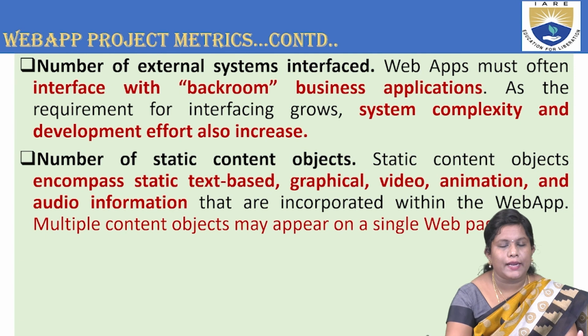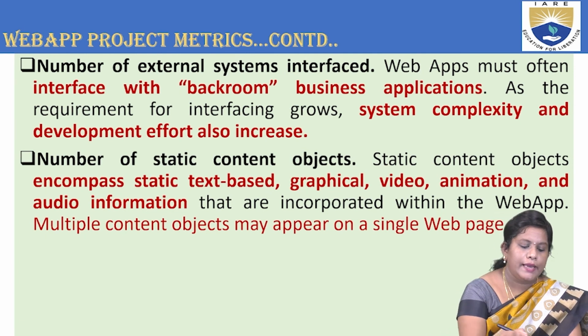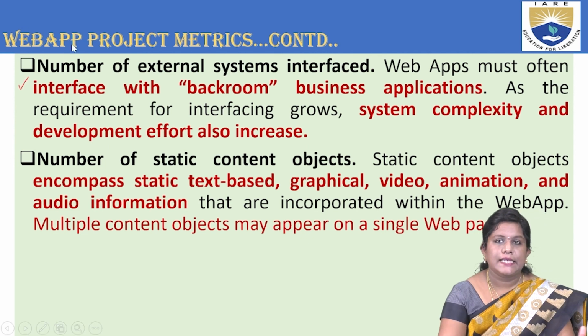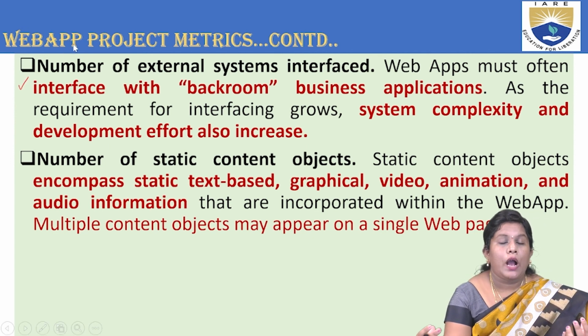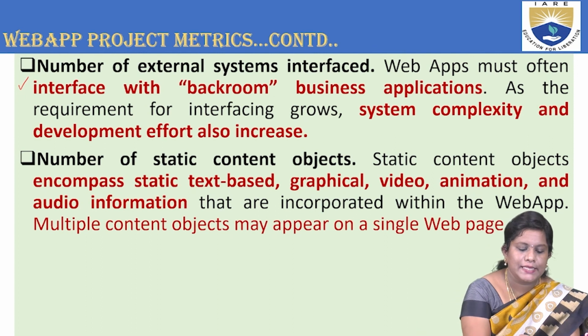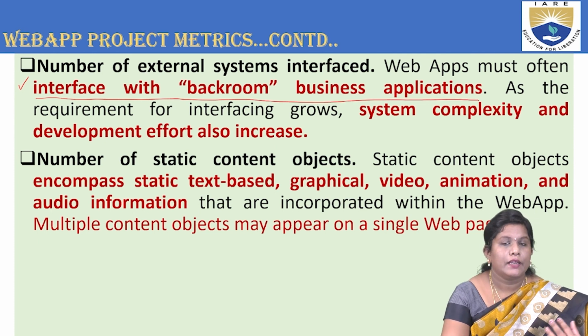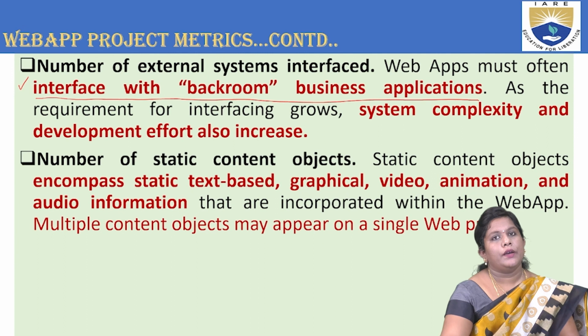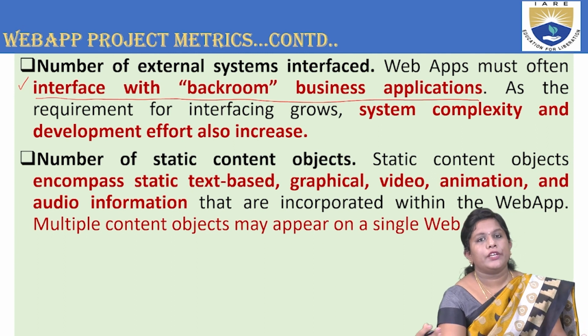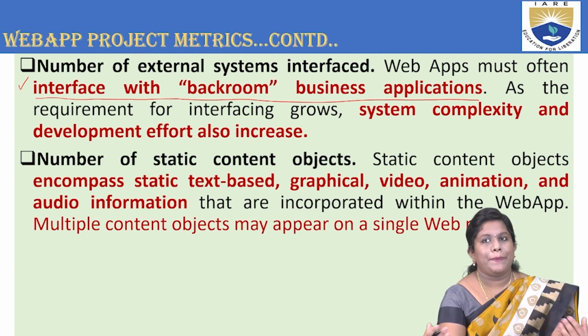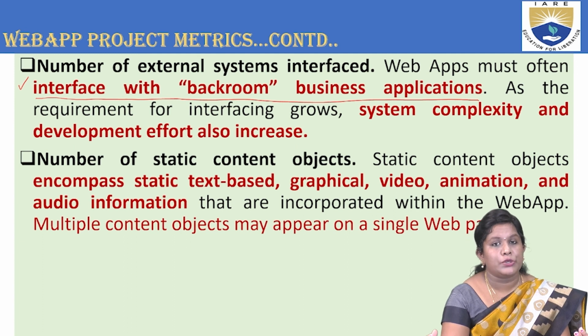Right? So moving to another two sections of the web application project metrics, the number of external systems interfaced, right? How many systems are being interfaced or merged or viewed externally? In other terms, you can say the interface with the backroom business applications. That again is done with the help of web app project metrics. That is, you're trying to internally merge things. Backroom, that is, various business applications can also be merged.